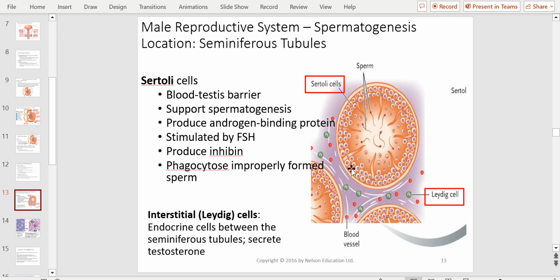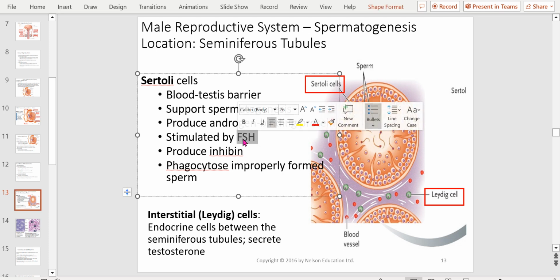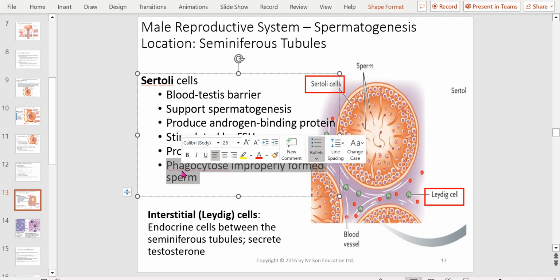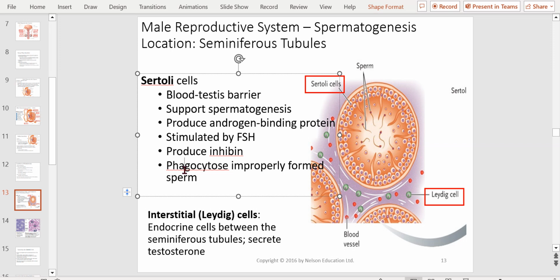Sertoli cells support spermatogenesis and produce androgen-binding protein, stimulated by follicle-stimulating hormone. Again, the same hormones involved in females are involved with men. They produce inhibin, which we'll show you in a bit. They phagocytize improperly formed sperm. So sperm that aren't up to snuff get the chomp, chomp, chomp. They get degraded and made into more sperm.